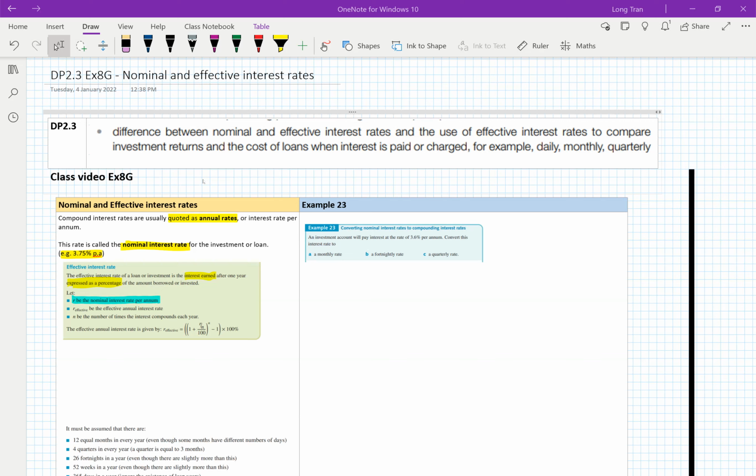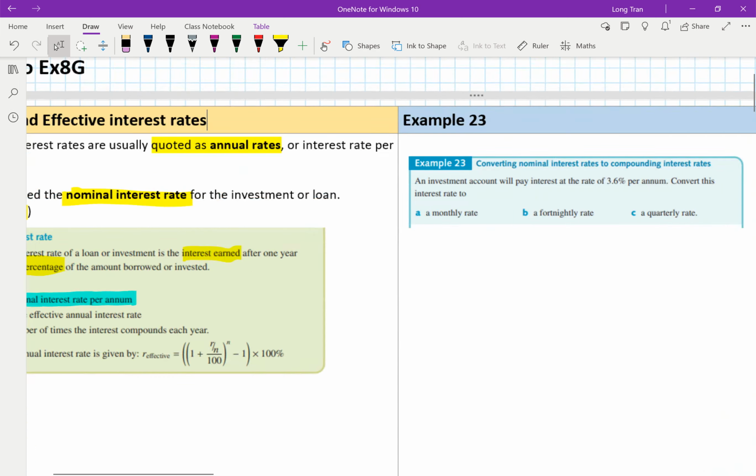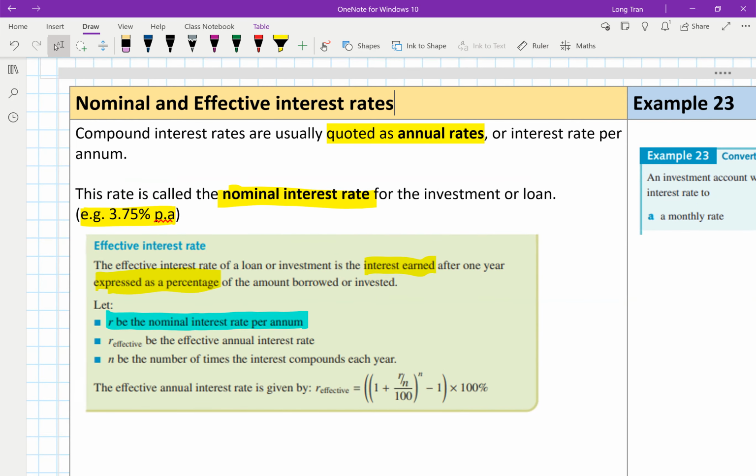All right, team. So 8G, part of your notes, there is really only one formula to take down, but two terminologies that you will need to get familiar with. And very easy. Nominal interest rate. So in this exercise, they ask you to understand what is nominal and what is effective interest rate.